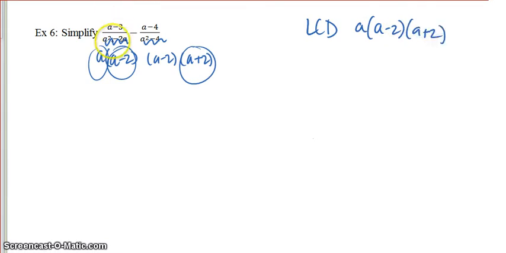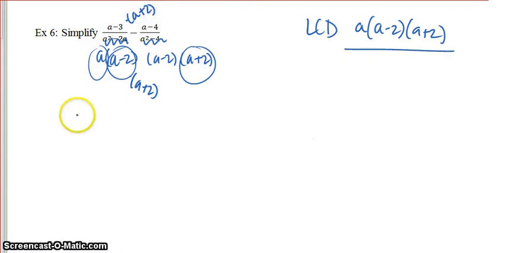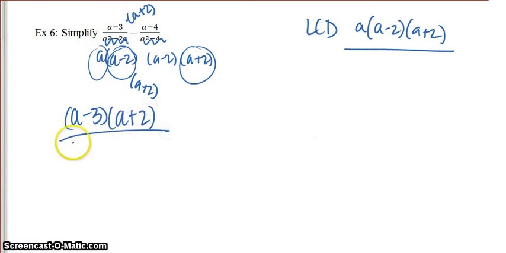Okay? So really for this first one, we're going to have to multiply the top and the bottom by an a plus 2, because that's what it's missing in order to get this LCD. So therefore I have a minus 3 times a plus 2 over a times a minus 2, a plus 2.